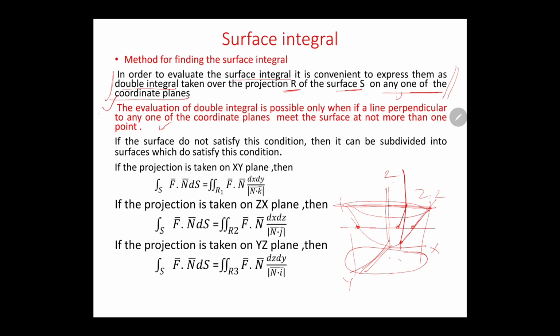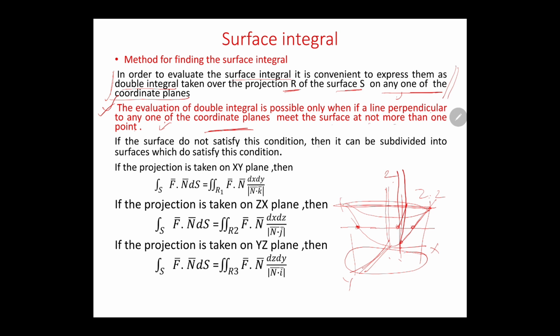Now read this statement once again. The evaluation of the double integral is possible only if a line perpendicular to any of the coordinate planes meets the surface at not more than 1 point. It may cut or may not cut. If it cuts, it should cut at only 1 point, not more than that. Based on that rule, we need to take the projection.